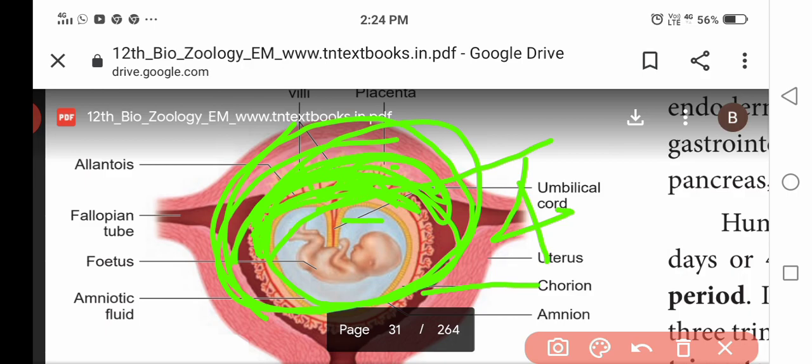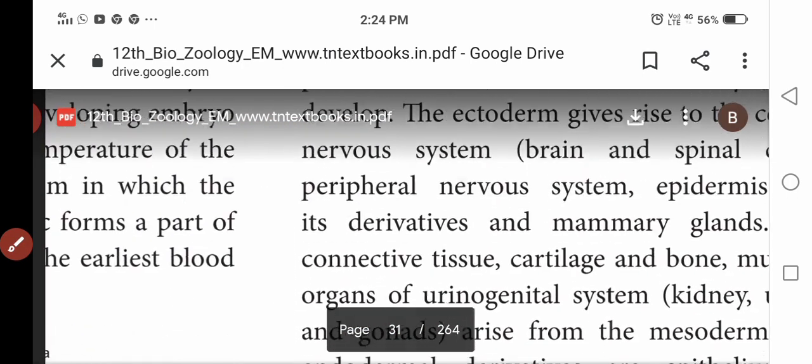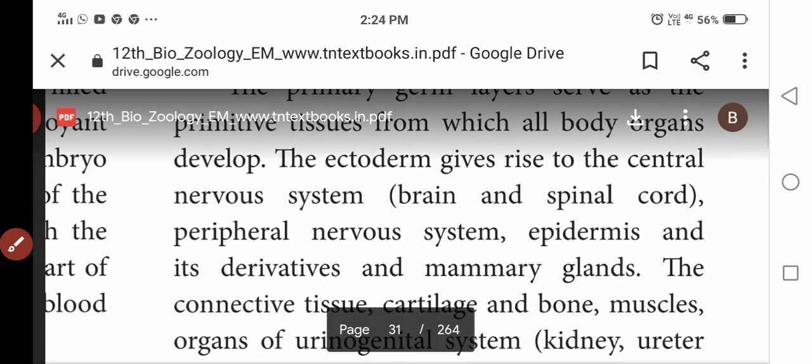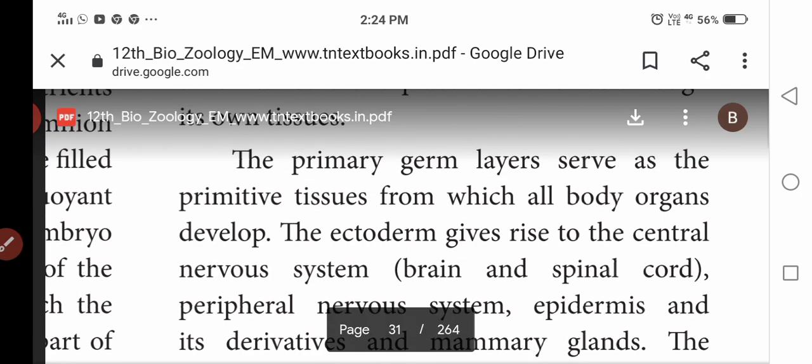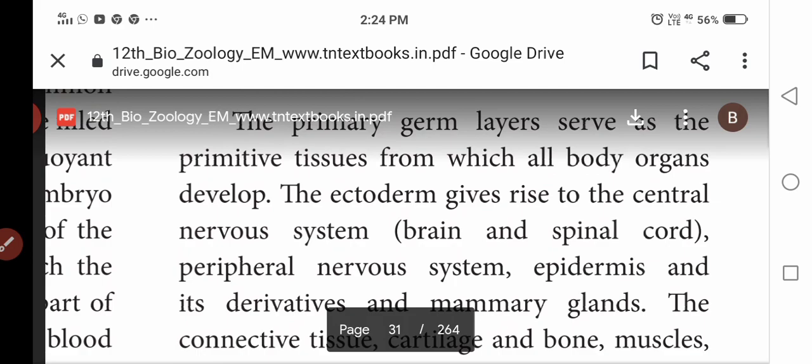So next we discussed the primary germ layers. Do you know that we already discussed these germ layers: ectoderm, endoderm, mesoderm. So in each layer, what organs are derived from it in the blastocyst? Okay, so the layers serve as a primitive source from which all our body organs will be developed.